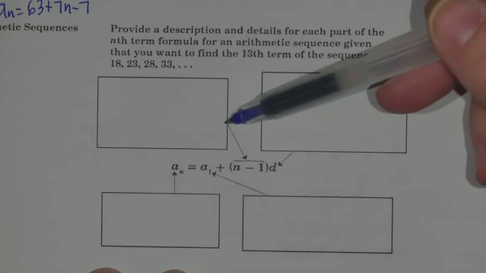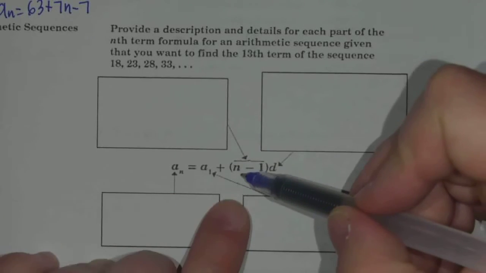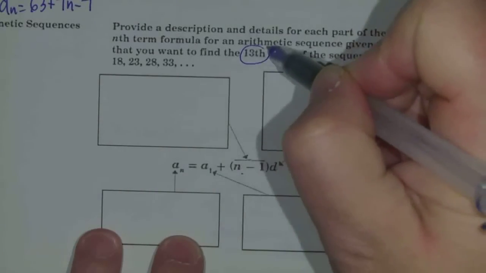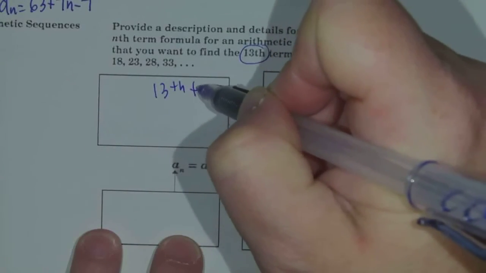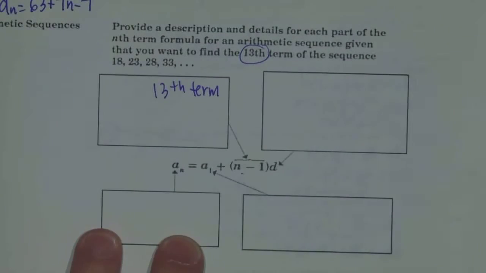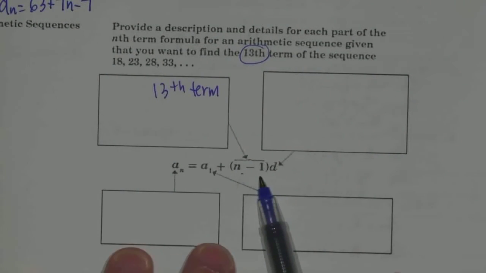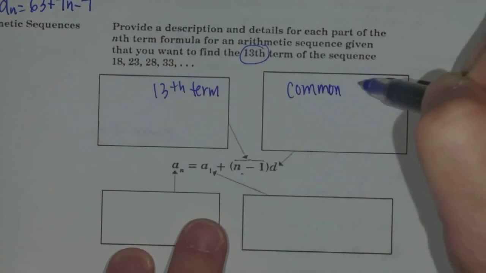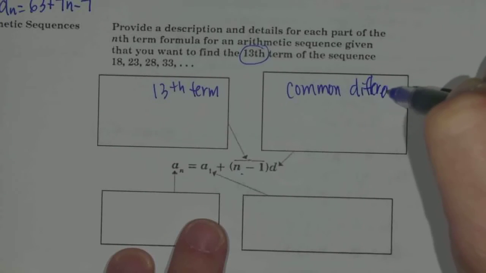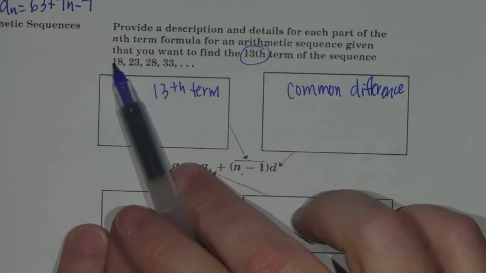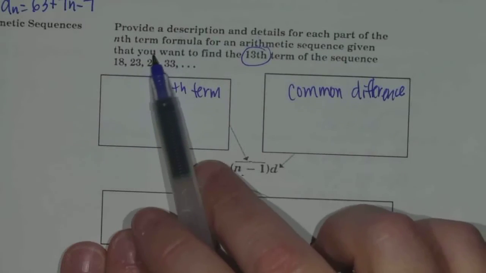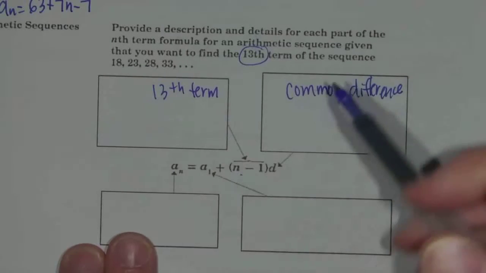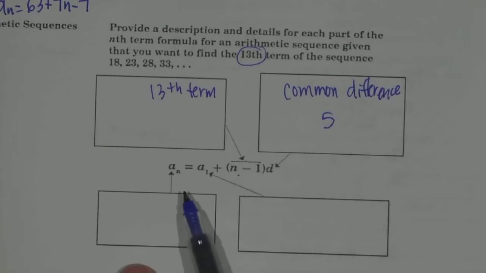So if we're looking at the arrows where it's pointing, this would be the term you're looking for minus 1, right? So in this case, our 13th term would be what we're looking for. So it would be the 13th term minus 1 that goes in there. What does D represent? Yeah, the common difference. And in this case, on this formula or set of numbers, what would my common difference be? 5. Yeah, it would be 5.